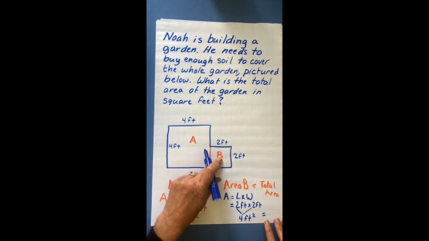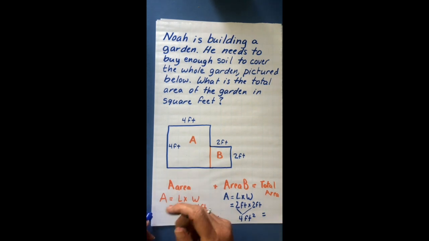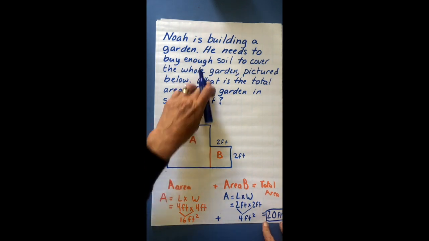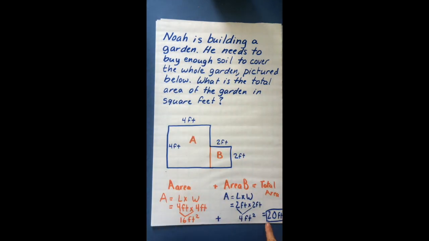Now, to find the total area, all I have to do is add the two together. This plus this will give me the area of the total garden. So I just add those together. So I have 16, 17, 18, 19, 20. So I know it's 20 feet squared, and that is my answer to what is the total area of the garden in square feet. The total area is 20 feet squared.